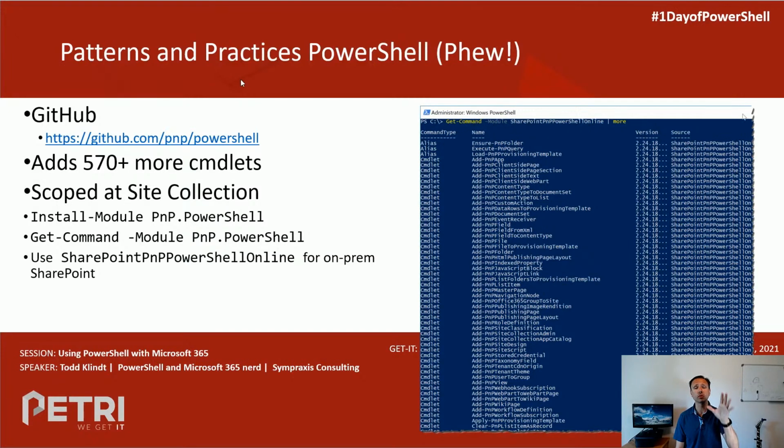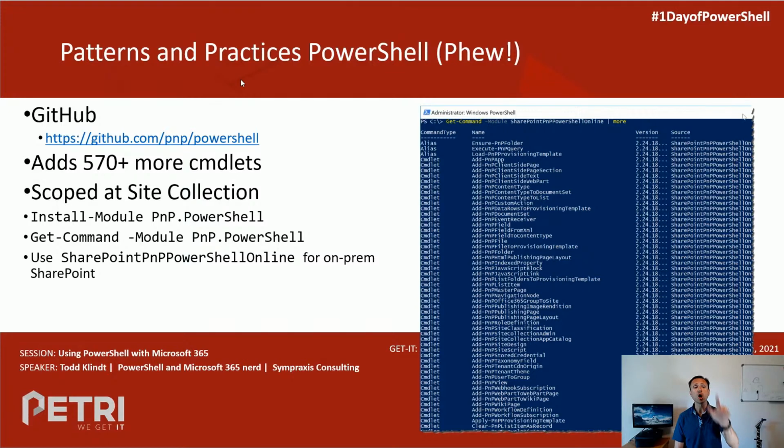That is only for M365 out in the cloud. There is an on-prem version, the SharePoint PnP PowerShell Online for SharePoint 2013, 2016, all that. But for M365, you need the PnP.PowerShell. There used to be a PnP PowerShell Online for Office 365. That one's deprecated. They haven't touched it in like 6 months. Don't use that one if you can avoid it.